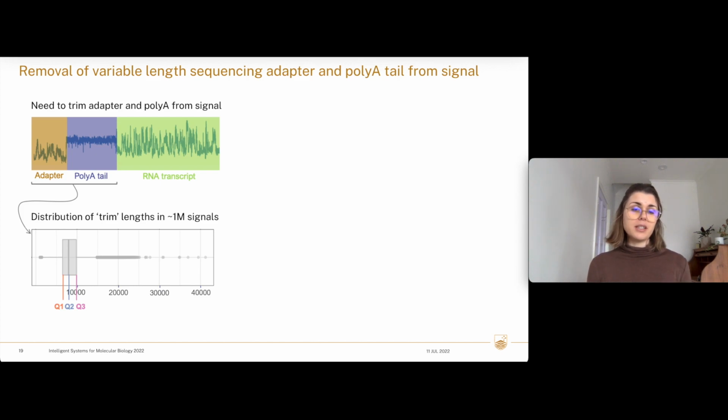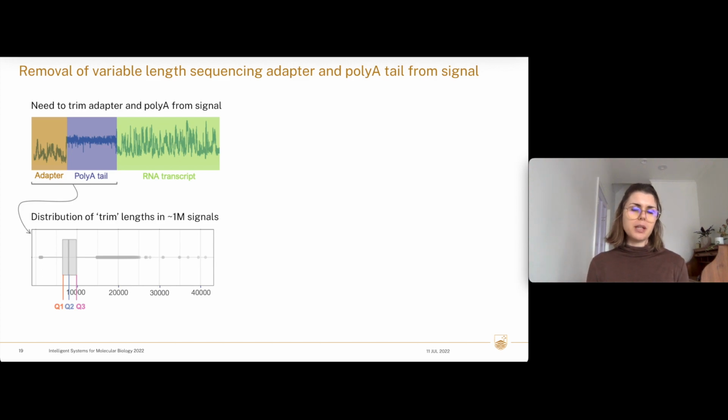So when requesting data from the read-until API, we need to know how many signal values to request. And we already know that we need 4 seconds worth of that transcript portion of the signal in green, but we also need to know how long that orange and blue part are, because we need to request that data as well. The problem is that the length of these first 2 segments is variable.